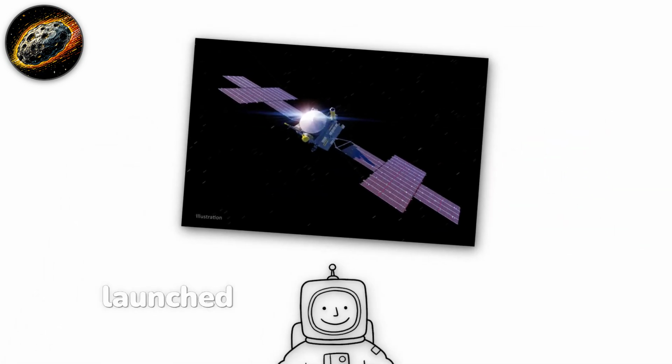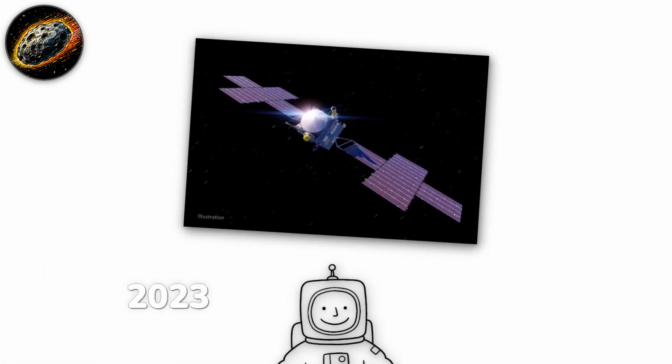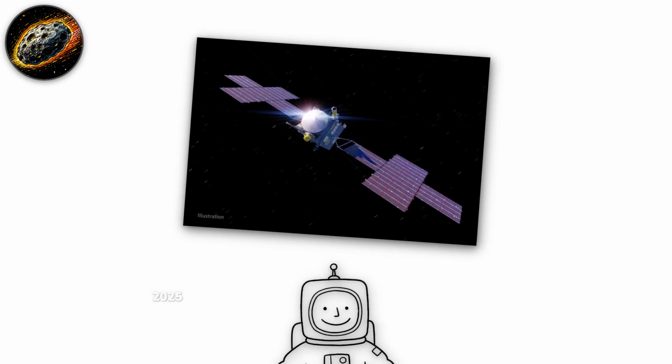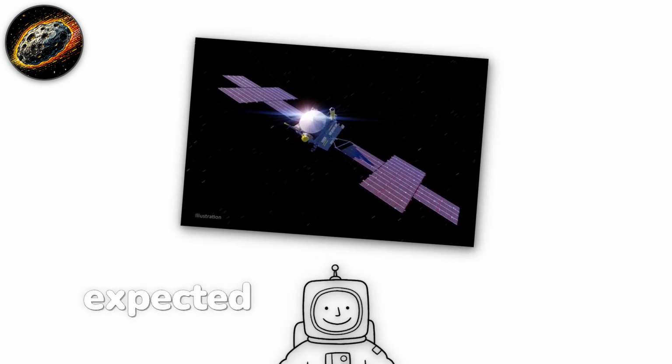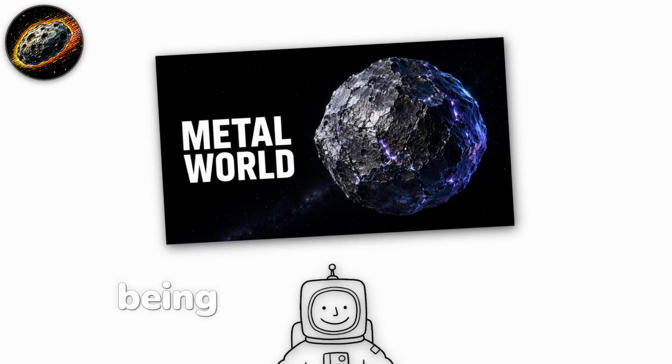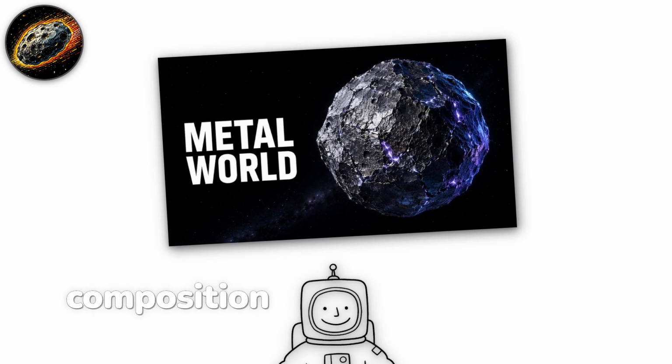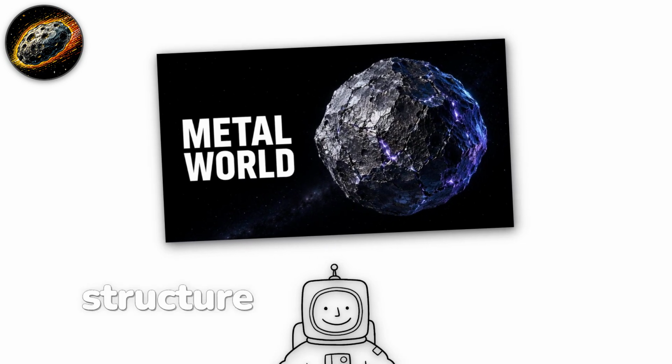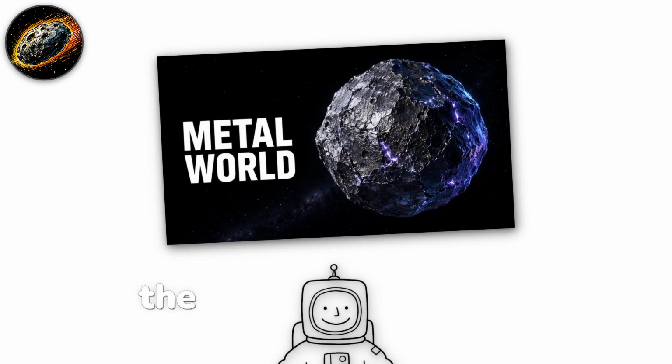NASA's Psyche mission launched in October 2023 and was en route to the asteroid as of 2025, with an arrival expected in August 2029. The mission's scientific objectives were to characterize Psyche's composition, geology, and internal structure with instruments designed to answer the fundamental question of whether Psyche was indeed a stripped planetary core or a more compositionally complex body whose metallic appearance reflected a different formation history.